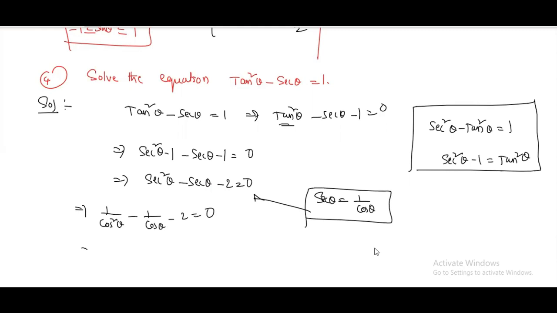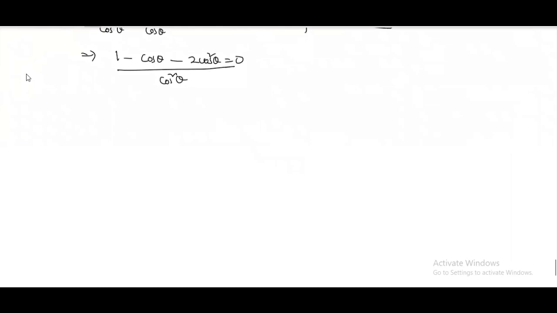Minus 2 is equal to 0. So if I simplify this one, I'll get 1 minus cos theta, 1 minus cos theta minus 2 cos square theta is equal to 0. Dividing by cos square theta, here cos theta is not equal to 0 is the condition.